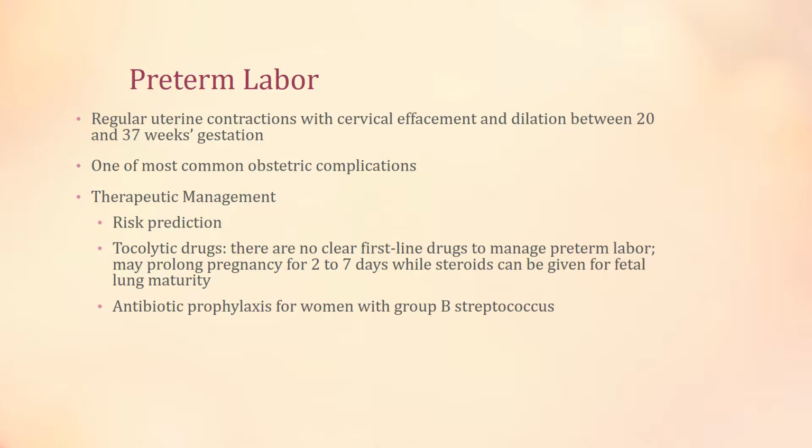Tocolytic drugs are the drugs that will help to stop contractions. There's no clear first line, but tocolytics may help to prolong the pregnancy for 2 to 7 days, and then we would also give her steroids to help with fetal lung maturity, just in case she's going to go ahead and deliver. If she has group B strep, which is common with women who are pregnant, it is not an STD, it's just a bacteria. We would give her antibiotic prophylaxis.